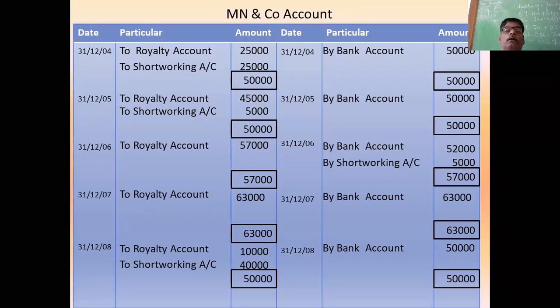You see here. Credit side by bank, payment column amount. Debit side to royalty column amount. Difference short working, same. Here also there is an interchange: debit side item to credit side, credit side item to debit side. It is the only change from lessee book to lessor book. You remember this.